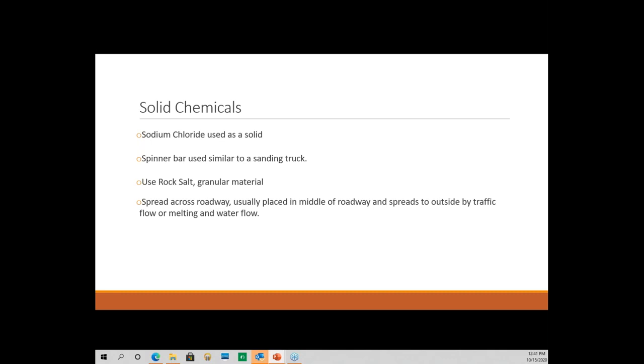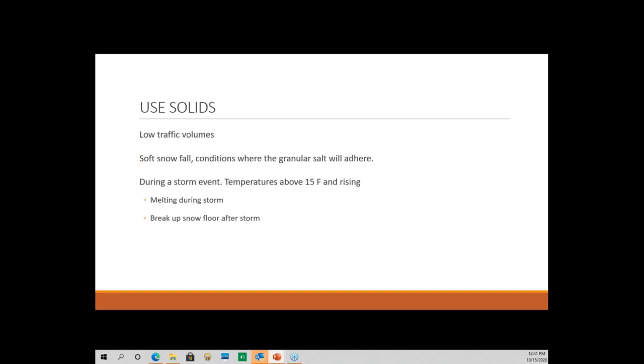Sodium chloride is used as a solid. So is calcium chloride. Generally speaking, they're added with the aggregate. Then they're spread out through a sanding truck, can spread across the road, usually in the middle of the roadway, spread to the outside so the traffic will be able to travel on them. Solids are usually used on low traffic volumes and soft snowfall conditions, to keep that snow loose, getting that sodium chloride or calcium chloride broken down so it can keep that snow floor broken loose. During that storm event, those solids are applied to help melt some of the snow and keep that snow floor from building up on you.